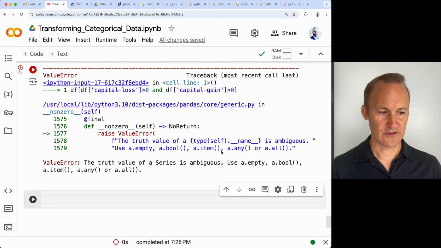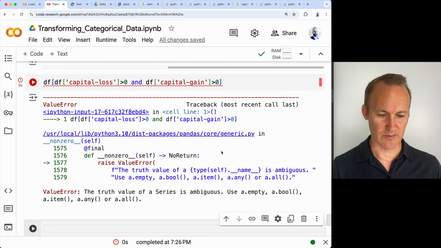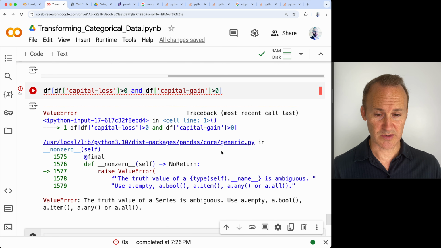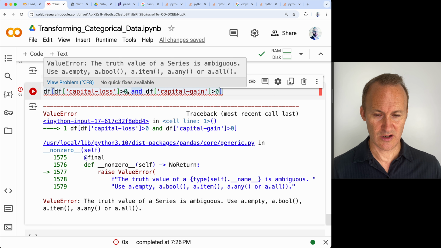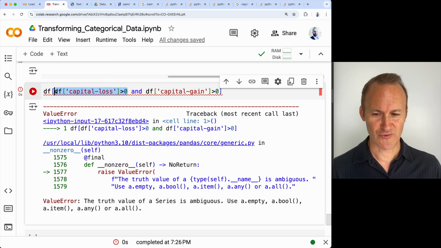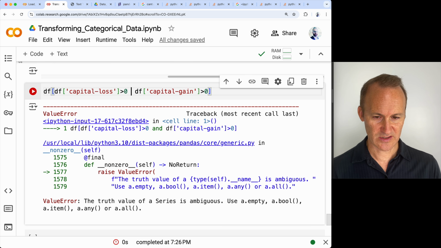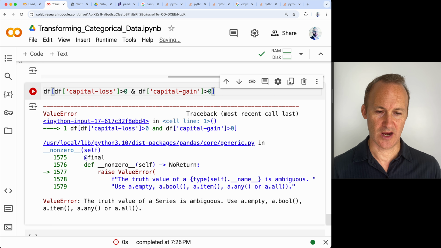And if you run that, you get an error. It says the truth value is ambiguous. And it is, because, if you recall, this is based on true, false, and these are not true, false. Okay, so how do we fix this? You fix it using the bitwise and operator. So it's the ampersand.